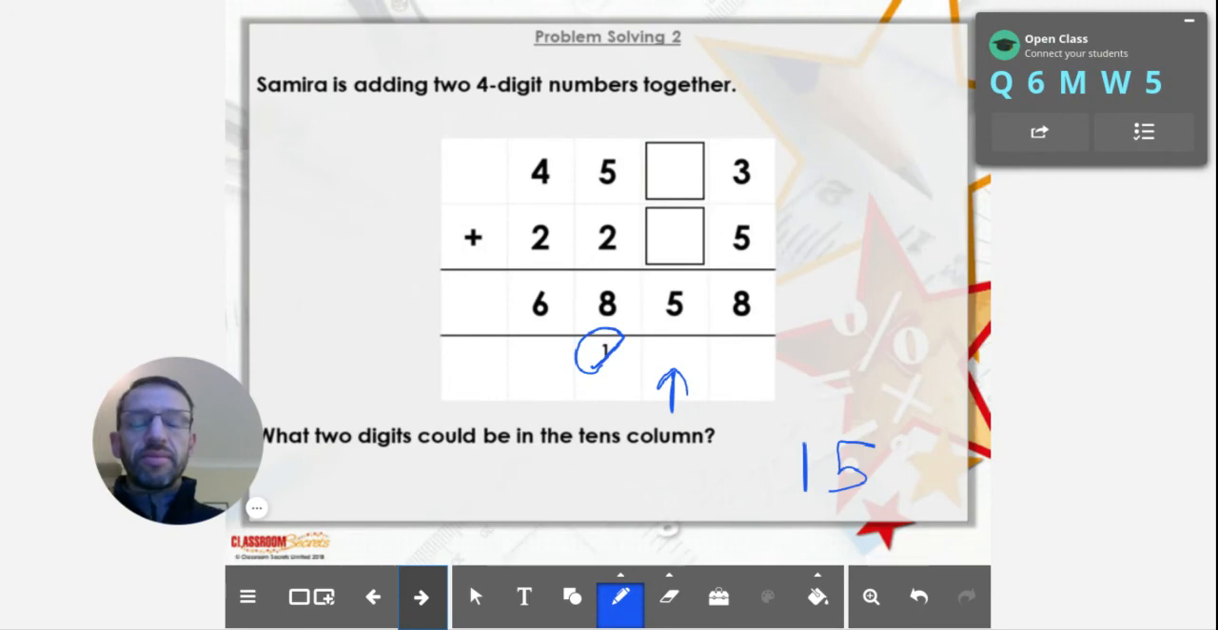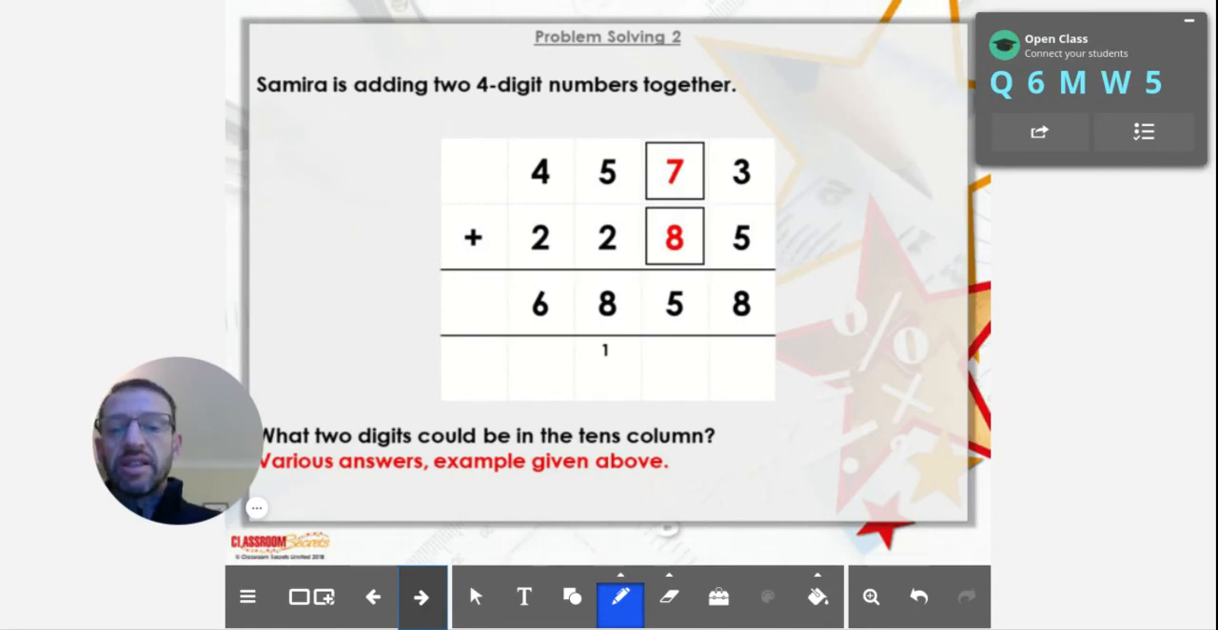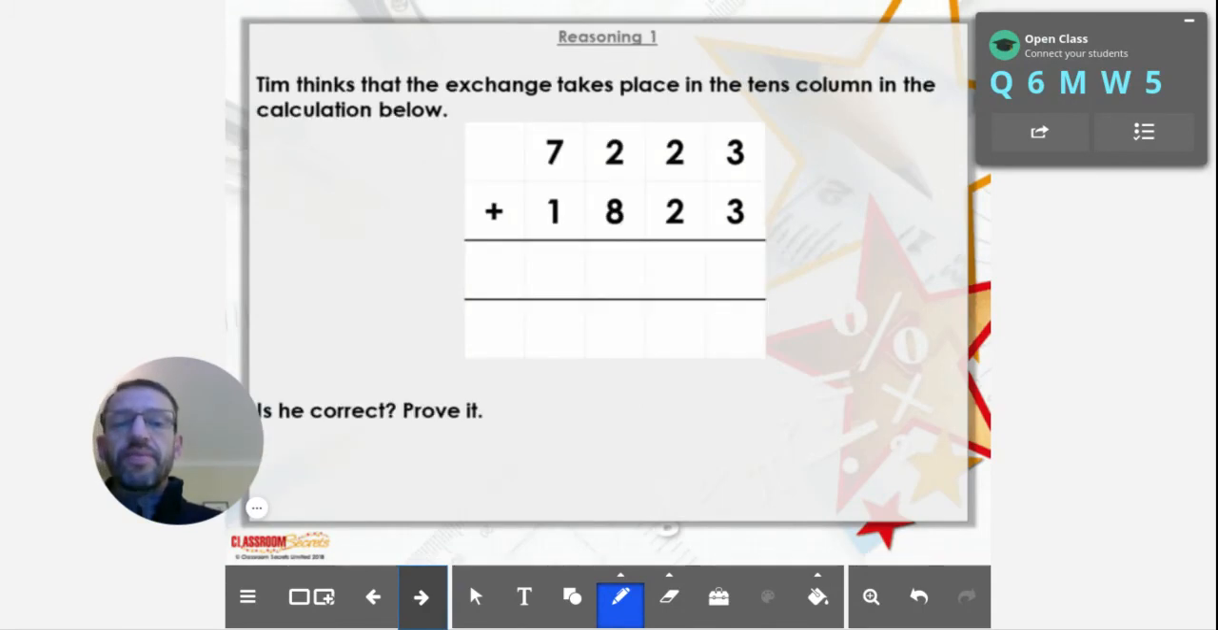15. What two numbers add up to 15? Think about them. They have to both be less than 10. So we could have 8 and 7, or we could also have 9 and 6. There we go.